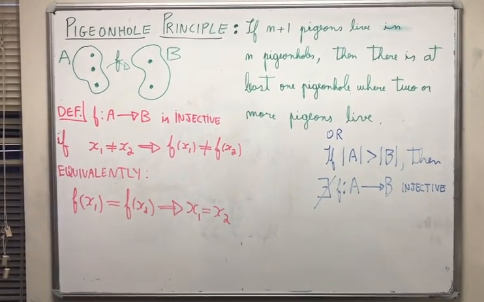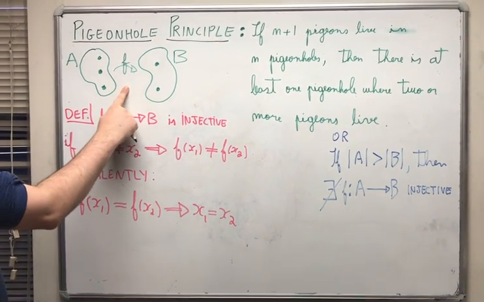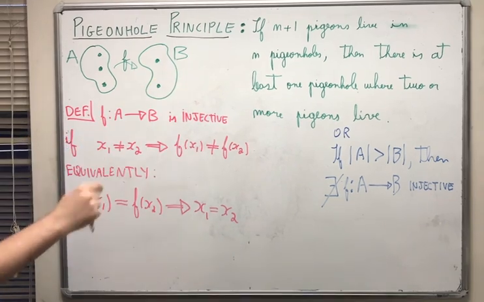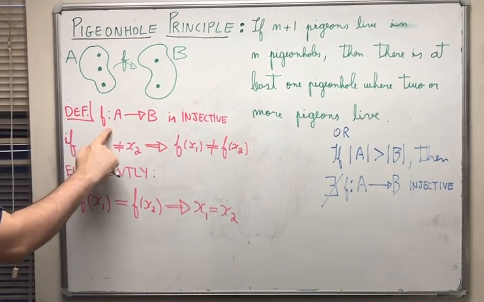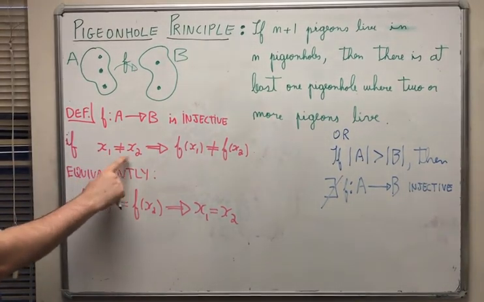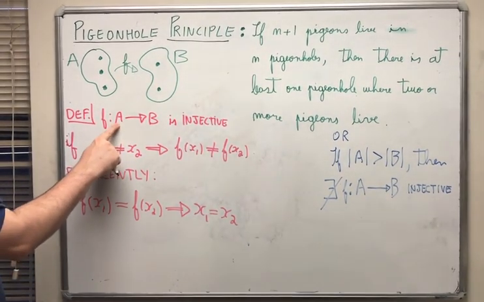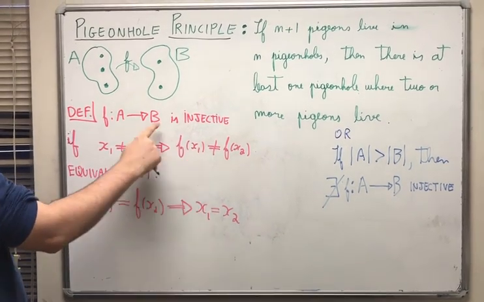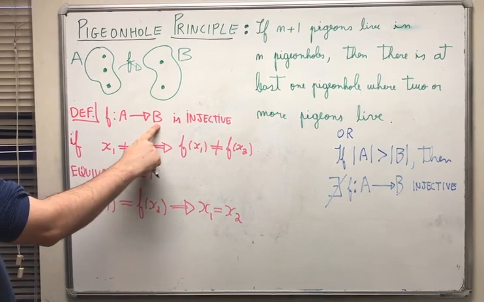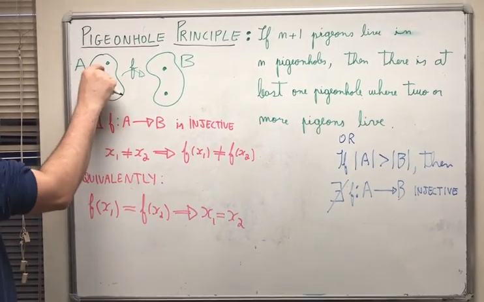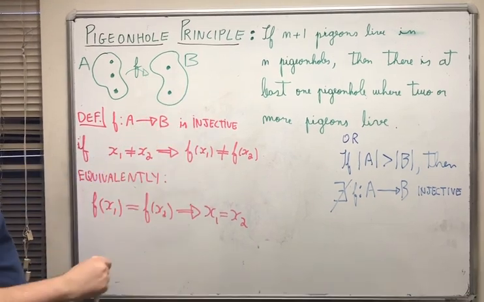Okay, so let's make a review here about injective functions. What's an injective function from a set A to a set B? An injective function is a function that maps points from A to B such that if you pick different points in the domain A, then these two different points are mapped into necessarily different points of the codomain B. B is the codomain. So different points here go to different points here, okay?